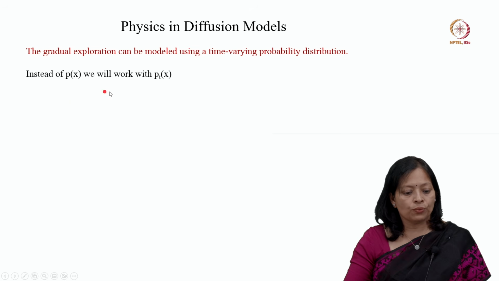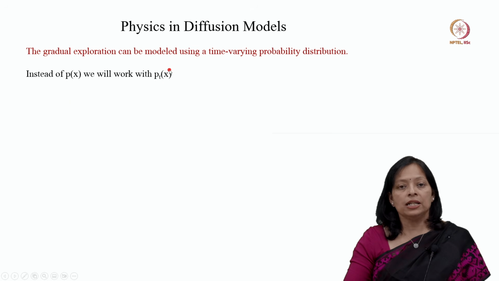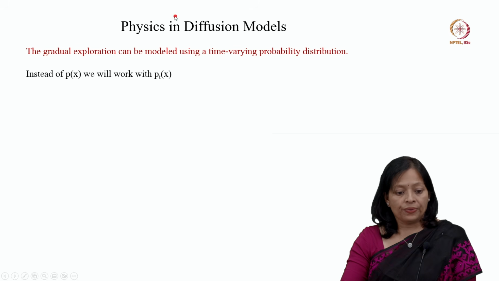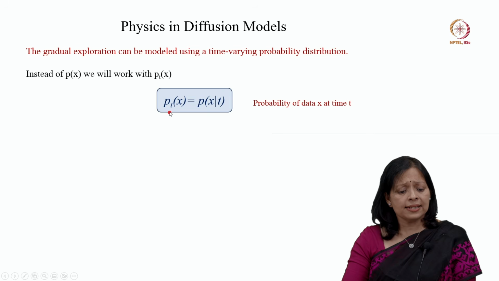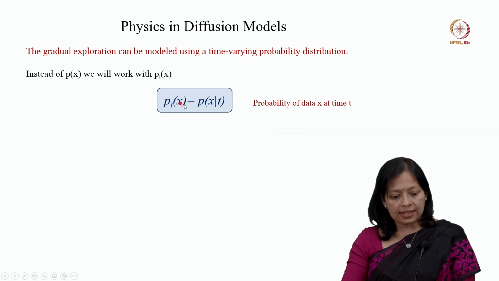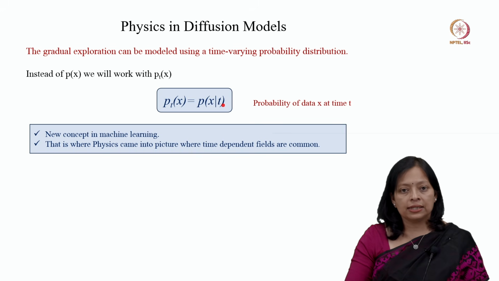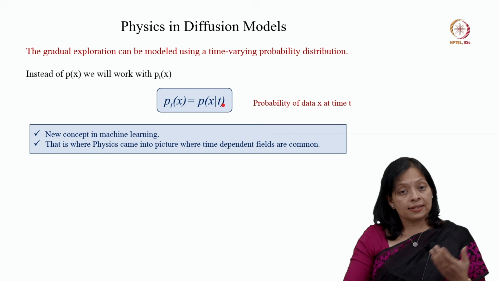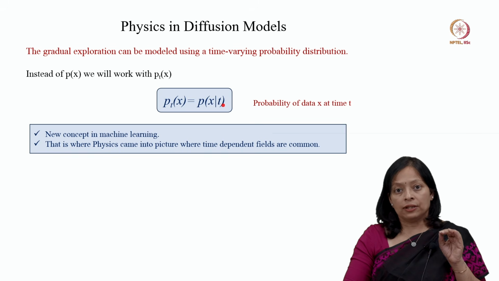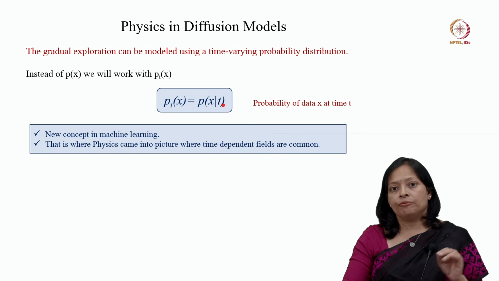So, instead of P of x, we will work with P subscript t of x. So, time also comes into the picture, and this is where physics comes into the picture, because we will write it like this: P subscript t of x is equal to P of x given t, that is the probability of x at time t. Okay. So, we have both the space and the time parameters here in this probability distribution, and this is a new concept in machine learning or generative AI, and this is where physics comes into the picture, where in physics it is very common to have time dependent fields.